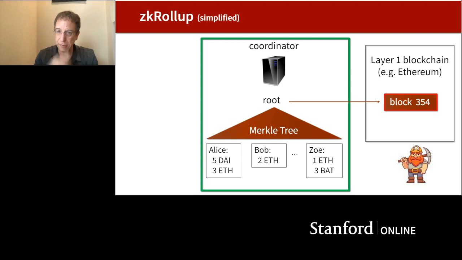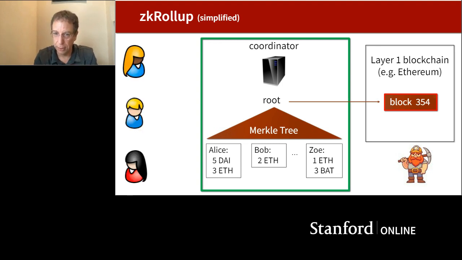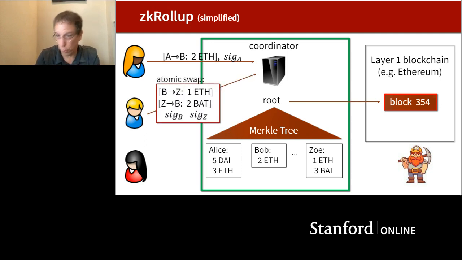The next thing that happens is users want to transact. So we have our friends here, and say Alice says, I want to send 2 ETH to Bob, and here is my signature to say that I'm approving this transaction. Bob says, I want to do an atomic swap with Zoe. So I want to send 1 ETH to Zoe, and she's going to send me 2 bats back. Here's my signature on this transaction, and here's Zoe's signature on this transaction. This is a way to execute an atomic swap using the coordinator, using a rollup.